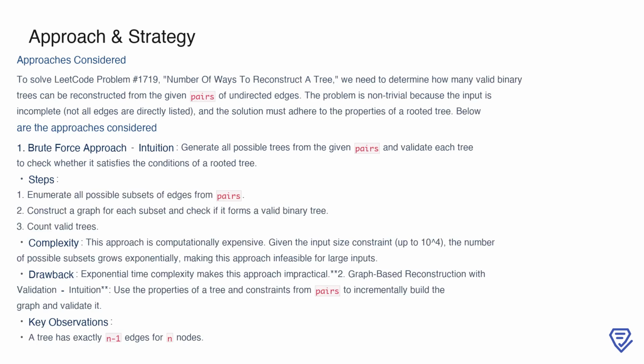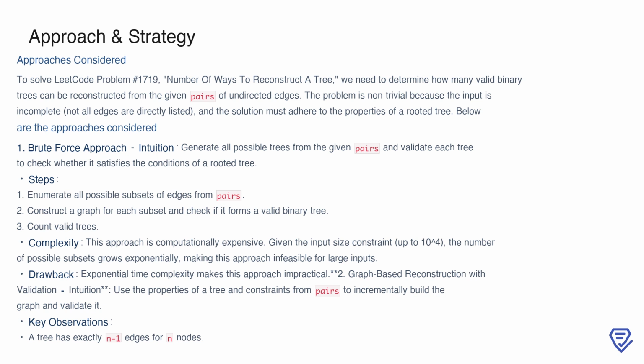To solve the problem of reconstructing a binary tree from the given pairs of edges, we need to carefully consider the constraints and properties of a rooted tree. A tree is defined as a connected, acyclic graph with exactly n-1 edges for n nodes. The challenge lies in the fact that the input pairs are incomplete, meaning not all edges are listed explicitly, which makes the reconstruction non-trivial. One approach we could consider is a brute force method.